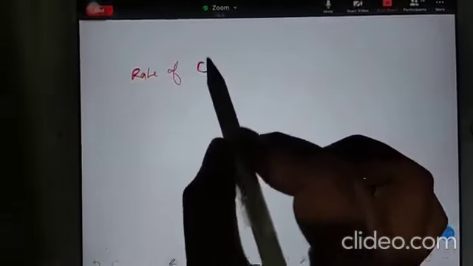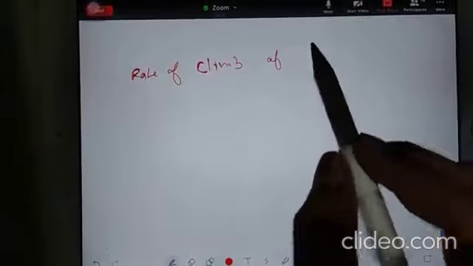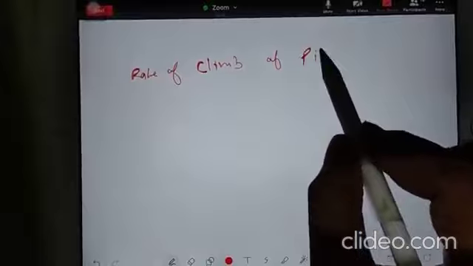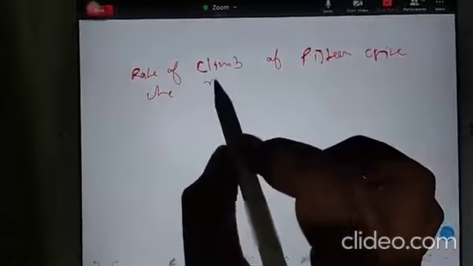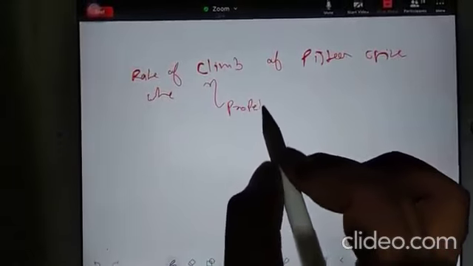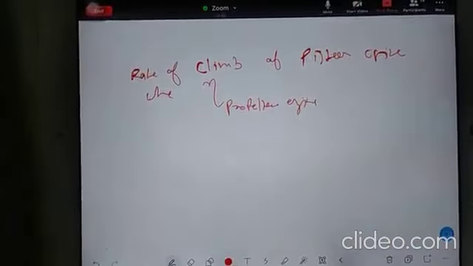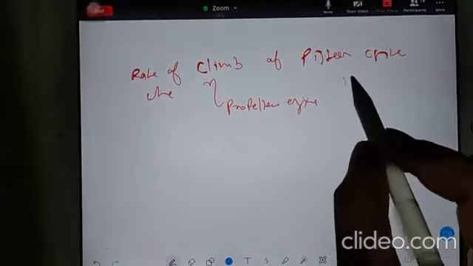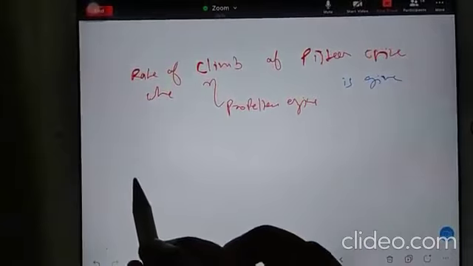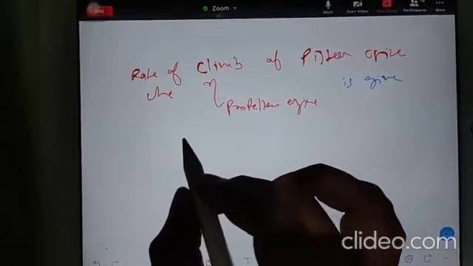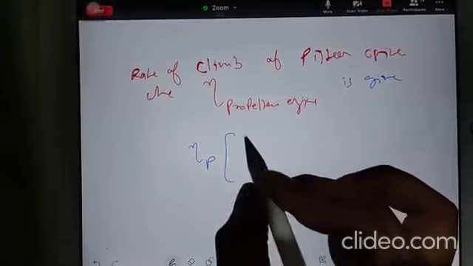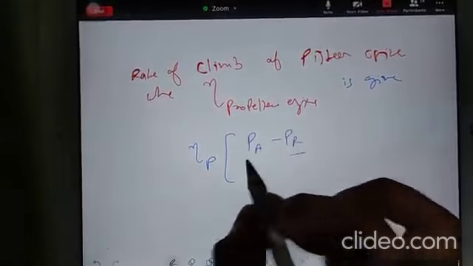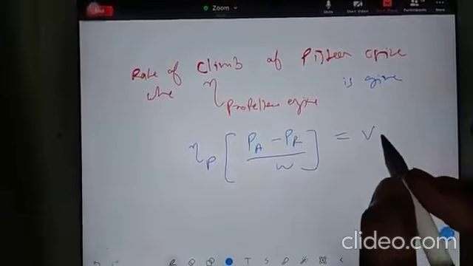Rate of climb of piston engine when efficiency of propeller engine is given. So you just use efficiency of propeller engine times P available minus PR by W is equal to V sin theta.